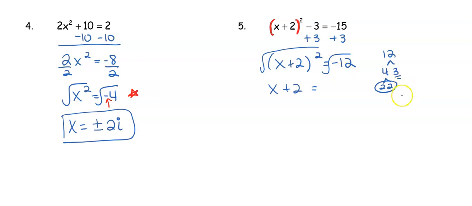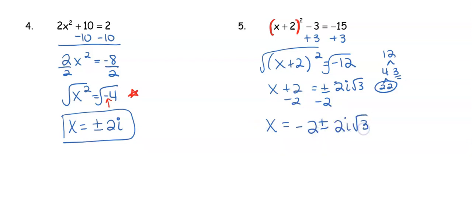You don't have to show me the work of the factor trees. You just have to get to your answer. So because of the negative, this becomes a 2i, plus or minus 2i root 3. Because we were solving for that unknown value that was being squared, we still need to get x by itself, so we move the 2 over, and x equals a negative 2 plus or minus 2i root 3.